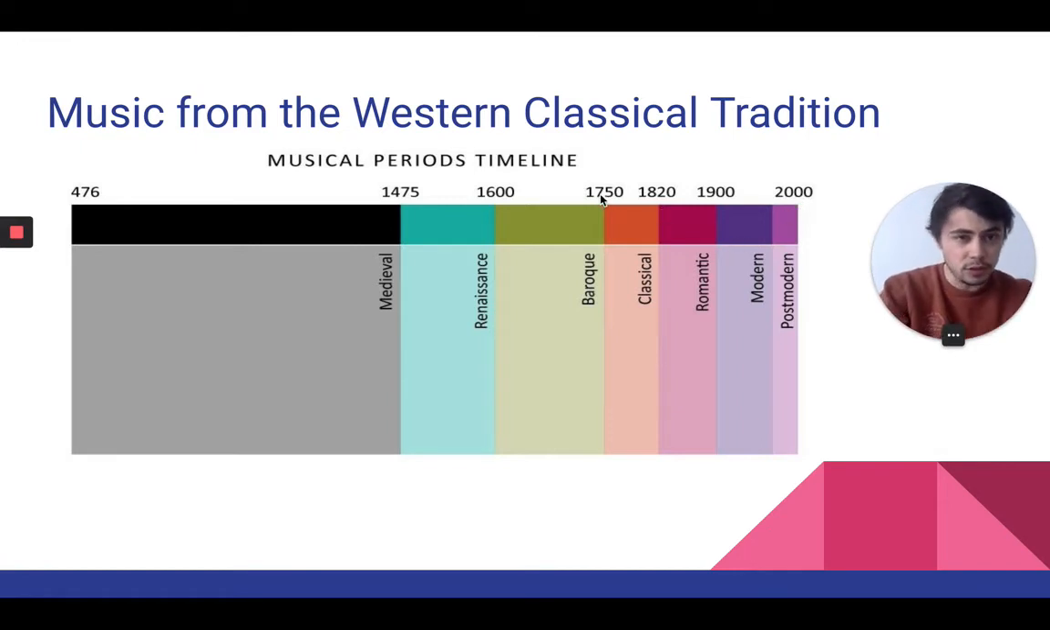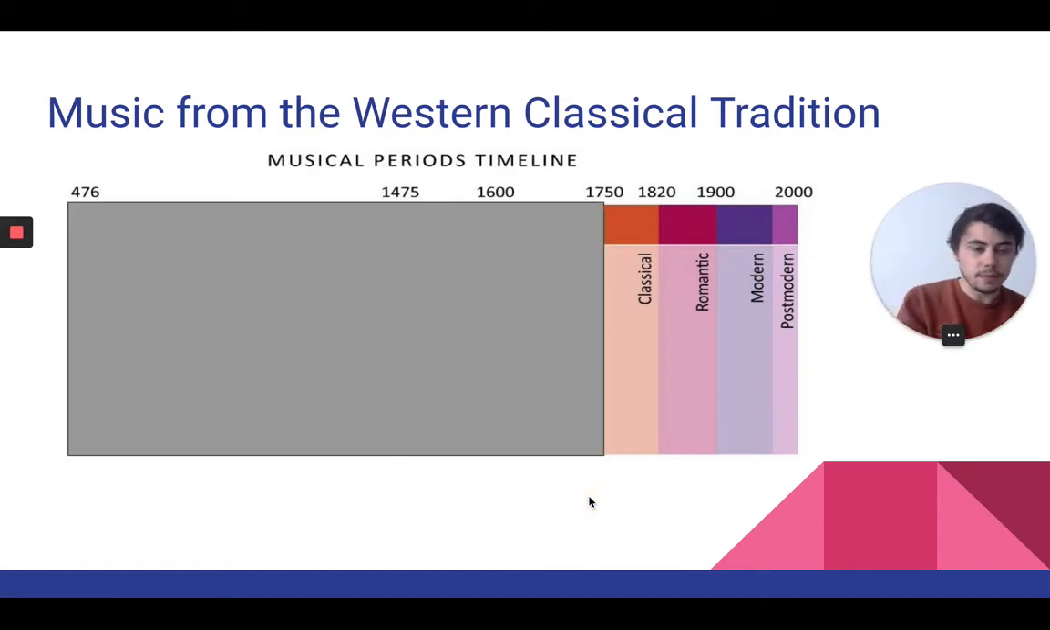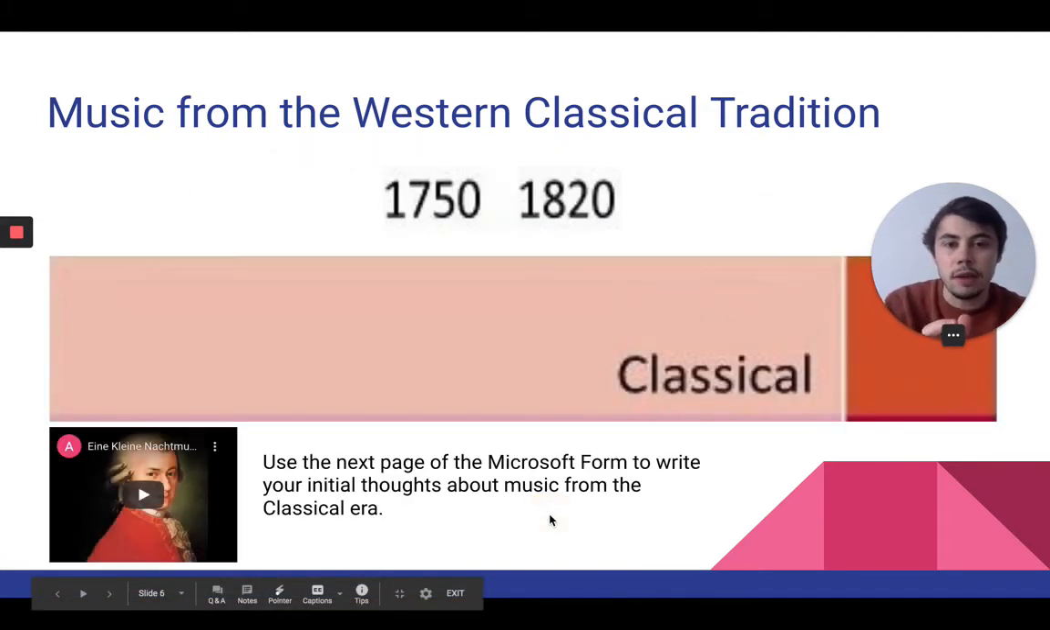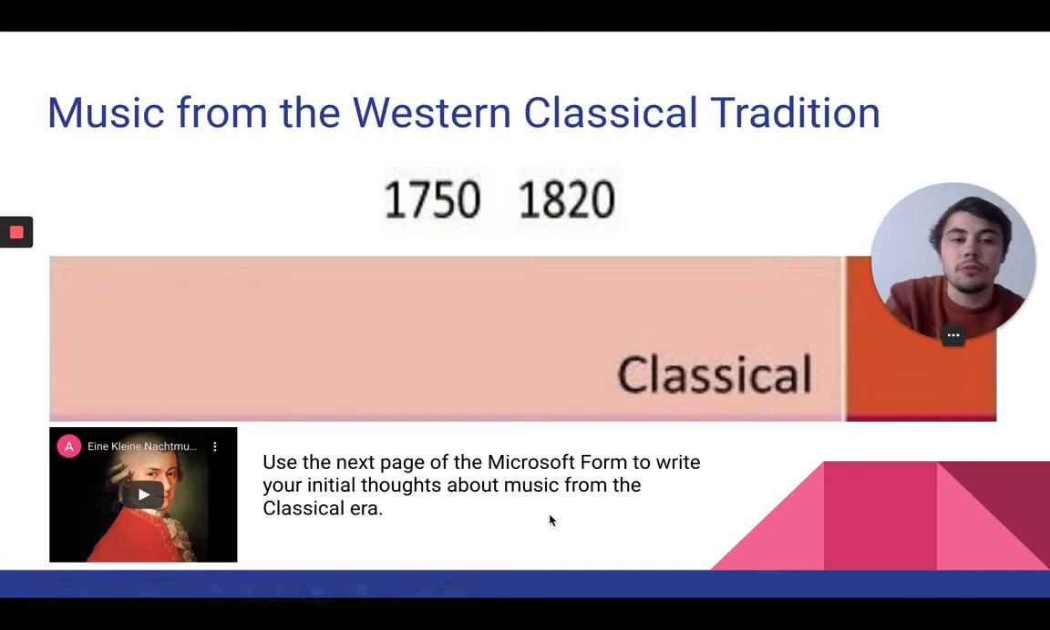We're going to focus on 1750 onwards, so we can cross out all of that stuff, and we're going to focus on the classical era, the romantic era, the modern era, and the postmodern era. For today, we're just looking at the classical period. The classical period was from 1750 to 1820.